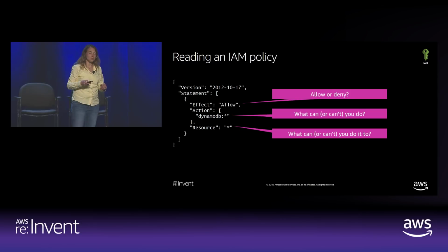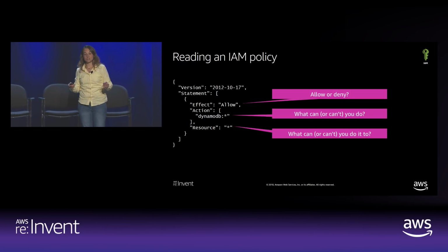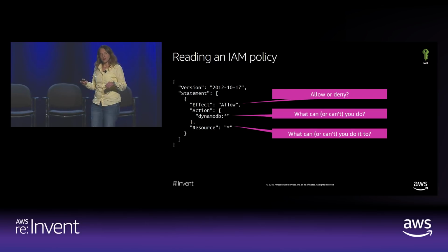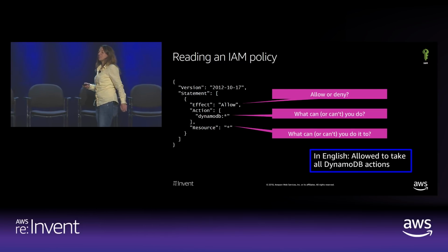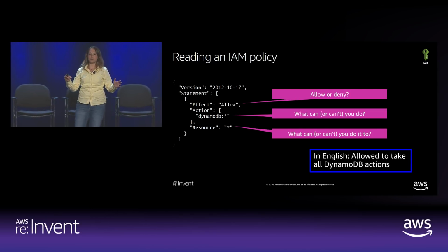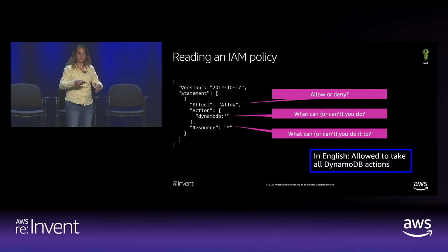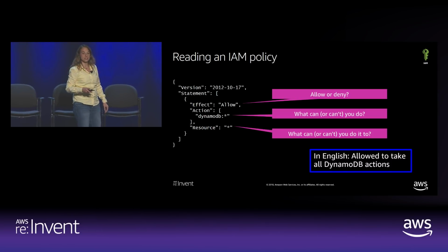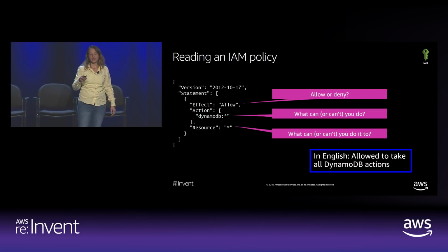You can see that it also supports wildcarding, and that indicates what they can do this action on. Okay, so the English translation of this policy is: whoever has this policy, they can do anything they want in DynamoDB within the account. Of course, you can't attach a policy to a principal that gives it permissions outside the account. So they can do DynamoDB inside the account.